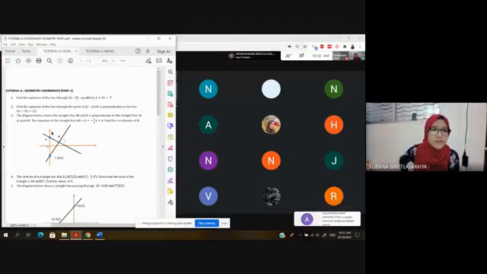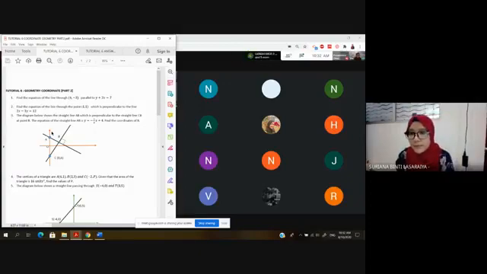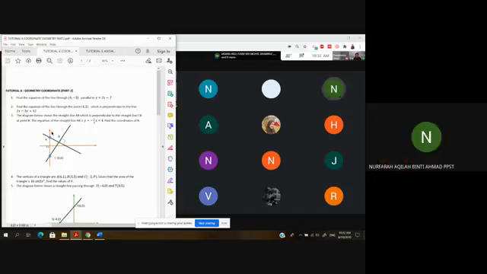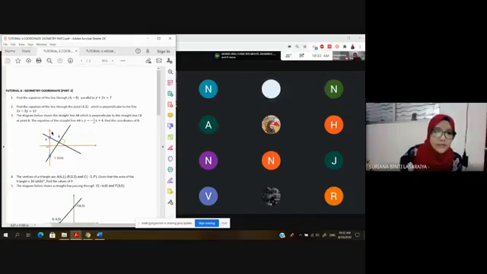Find the equation of the line through (4, -3) parallel to y plus 2x equals 7. Do you have any problem? If none, we continue with question number 2. Find the equation of the line through the point (1, 1) which is perpendicular to the line 2x minus 3y equals 12. This okay?